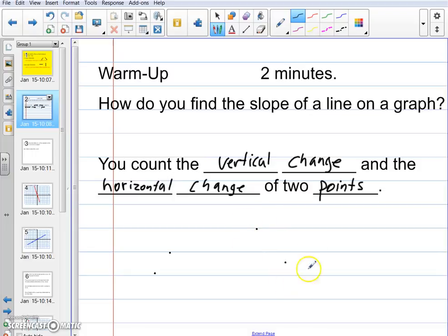So for example, let's just say I had these 2 points on the line. To go from here to here, I would count down and then right. So, vertical and horizontal. If it were these two, I would count up, vertical, that's positive, and then to the right, also positive.